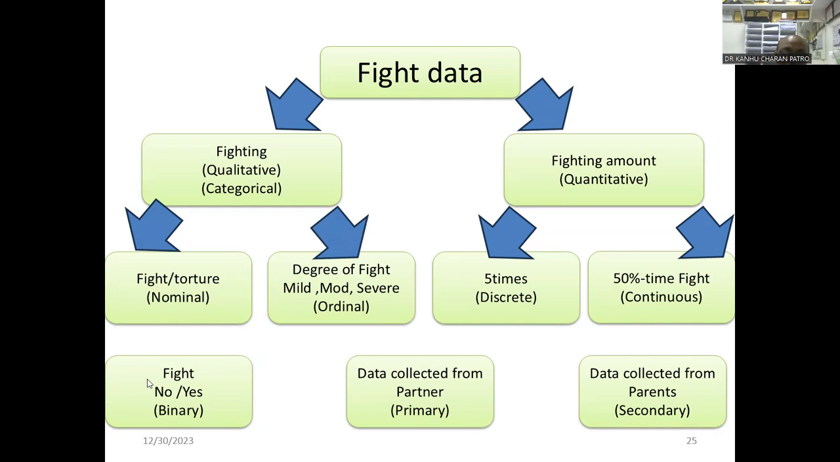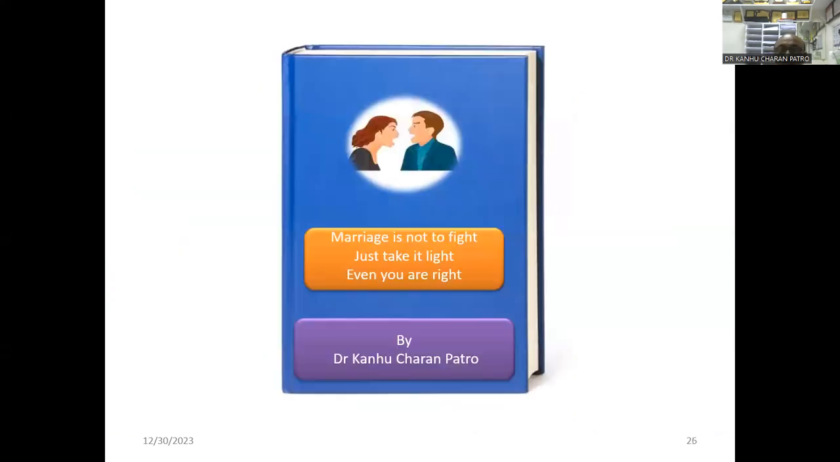Sometimes they ask you fight, yes or no. That is called binary data. Data collected from the partners is called primary data. Data collected from the parents is called secondary data. So this is a very good way of explaining the data.